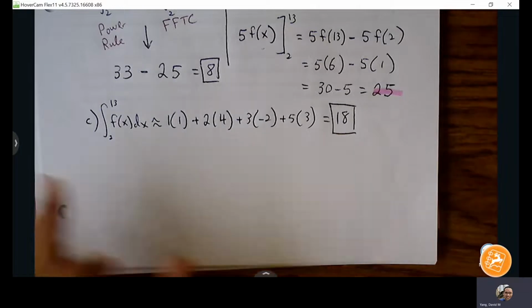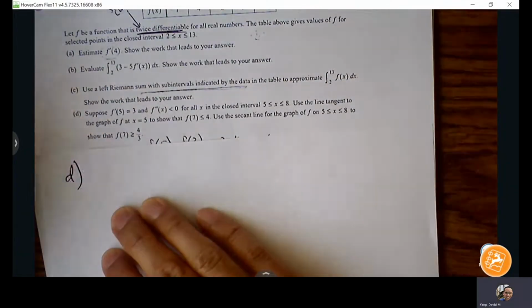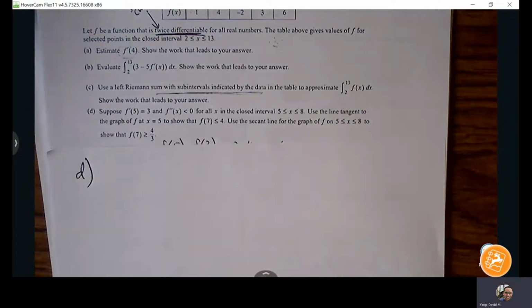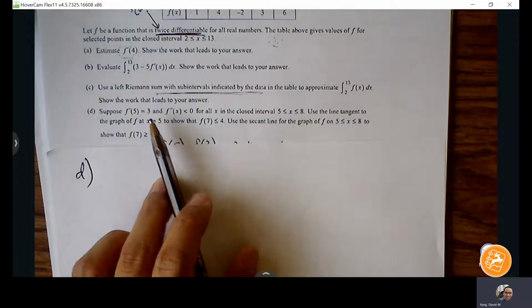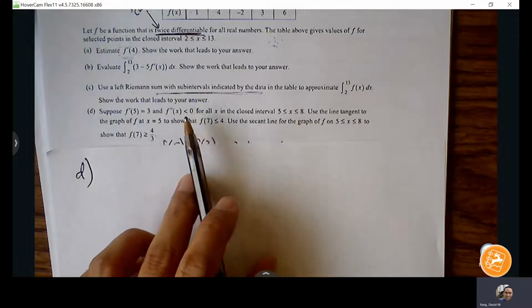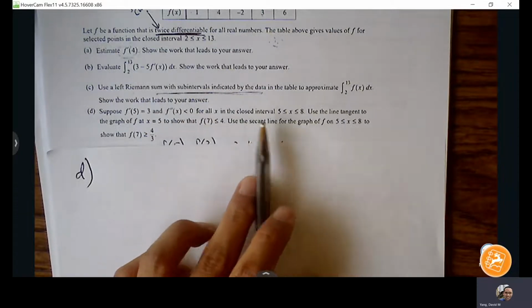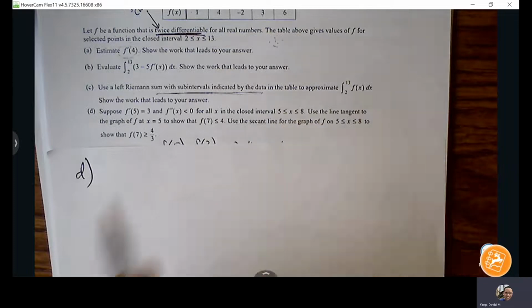Okay. All right, so here's part D. Suppose that f prime of 5 is equal to 3, and f double prime of x is less than 0 for all x on the closed interval from 5 to 8.